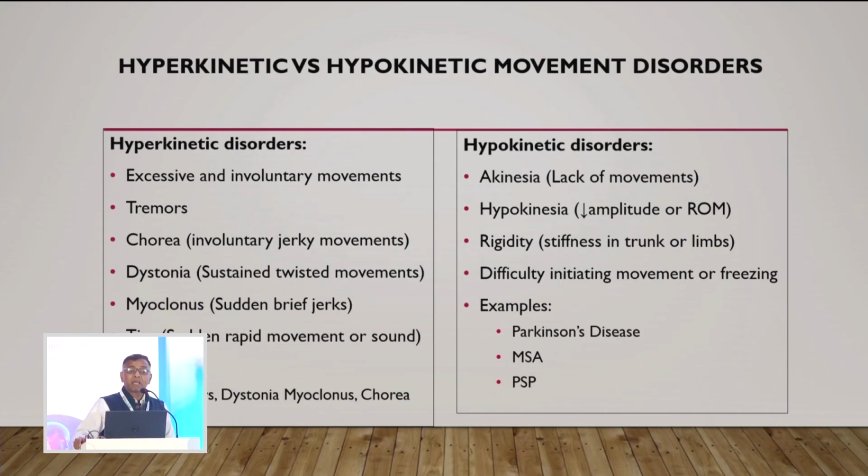Then there are hyperkinetic and hypokinetic movement disorders. What are the hyperkinetic movement disorders? Excessive and involuntary movements, like dystonia, myoclonic jerks, tics or tremors. All these are known as hyperkinetic movement disorders, whereas in the hypokinetic disorders, the patient has akinesia, hypokinesia, rigidity, bradykinesia, difficulty initiating movement or freezing, which is again part and parcel of most of these disorders, right?